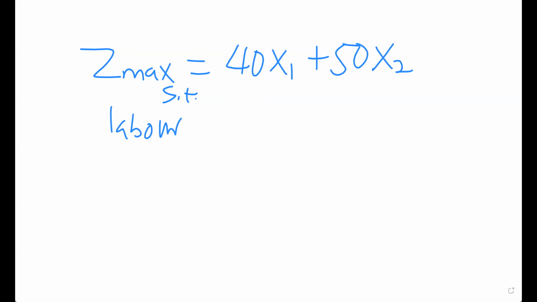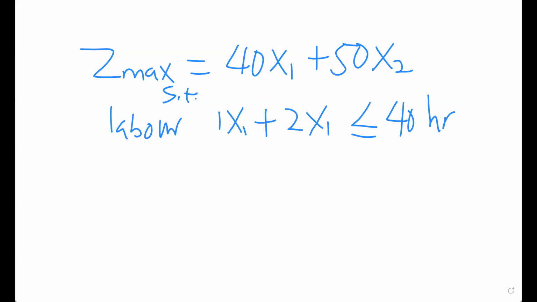The labor constraint is given by 1x1, or x1. And I normally add the 1 because some people forget that this is 1x1 plus 2x2. That 1x1 represents 1 hour of labor used to produce Yogo, and then 2 hours of labor used to produce Choco. So these are the usage. That is the left-hand side. And then there is a sign which is less than or equal to 40 hours.